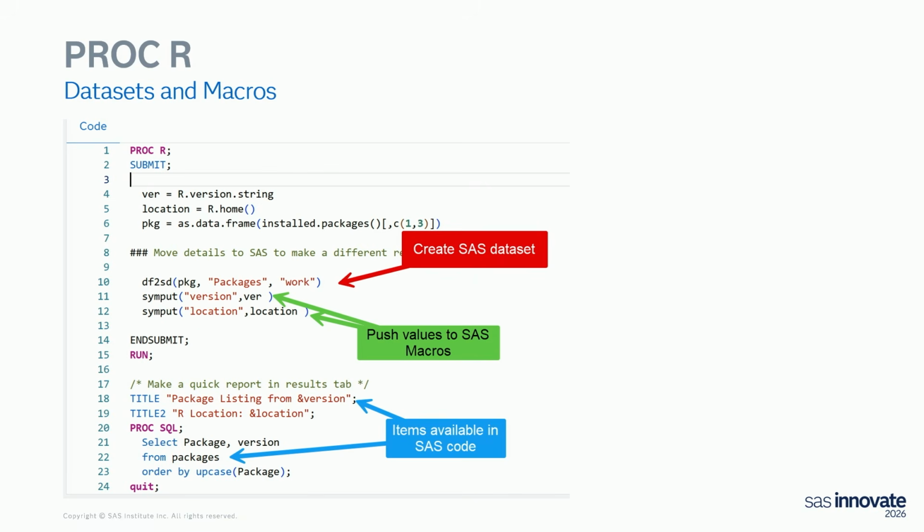But anyway, all I'm doing here is saying, let's just go ahead and get the package list, right? That's all I'm doing. I'm doing simple R stuff. What version do I have? Where does R live? And what's my package list? Make it into a data frame. Then I'm saying, take that data frame and stick it into a work data set called packages.